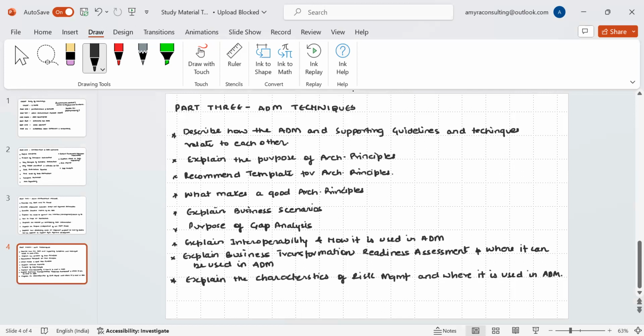You all know where exactly you need to look for this information. ADM techniques, you can see that in the fundamental content, and you can read about all these topics and prepare for your exam.